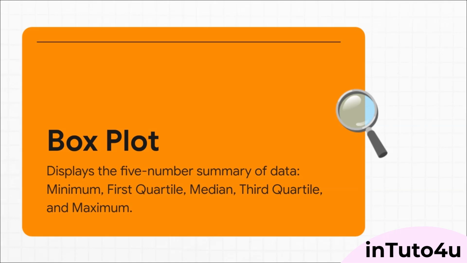Instead of just one number, it gives you 5. It shows you the median, the true middle of your data, and then it shows you where the bulk of your data sits, inside that box, and the full range of your data with the whiskers. Instantly, you get a much better feel for how spread out everything is.